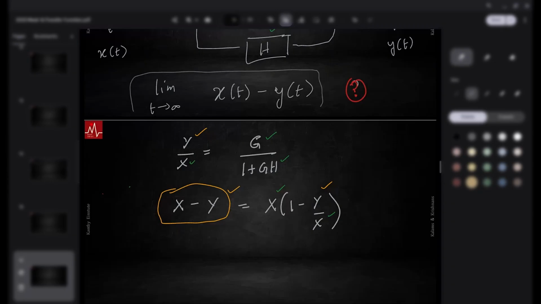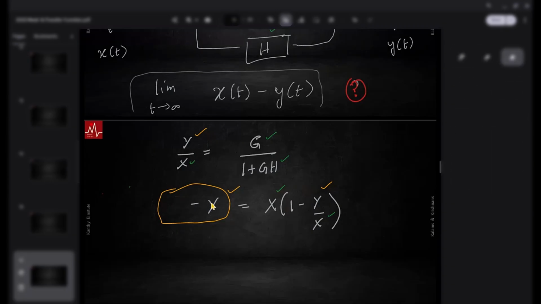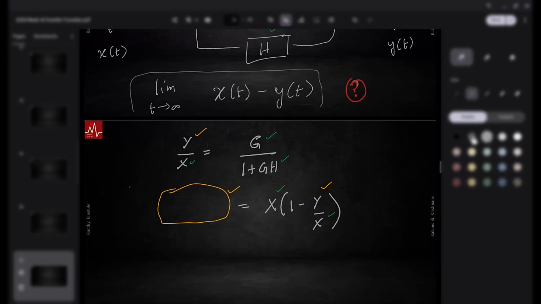Substitute this value in X of S minus Y of S. What we want is X of T minus Y of T. We have this. You use the final value theorem. We learned this in the basics of Laplace transform. Apply it here, final value theorem, and you can get this difference.